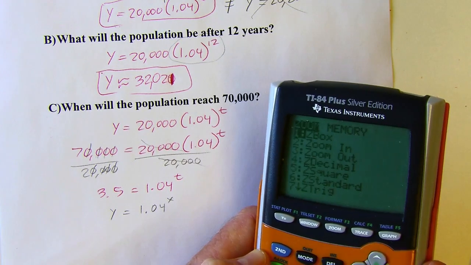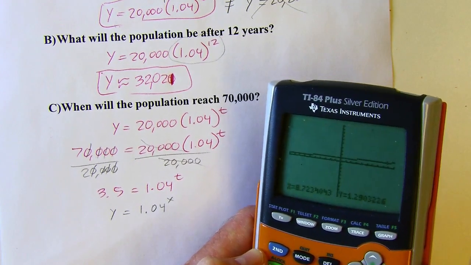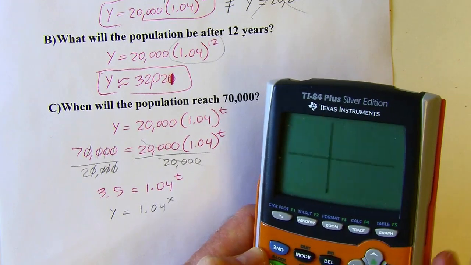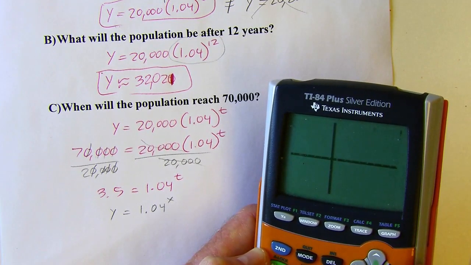Okay? So I'm going to zoom out. It's just going to zoom out where my cursor is over here. And it should draw the curve again. I'm just going to give it a second.